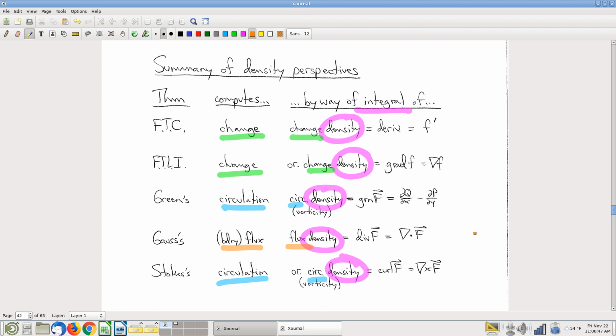So again, notice the very strong patterns: accumulating quantities appropriate to the circumstance, computed as integrals of corresponding densities, appropriate to the quantity that's actually accumulating. All of the theorems. Okay.